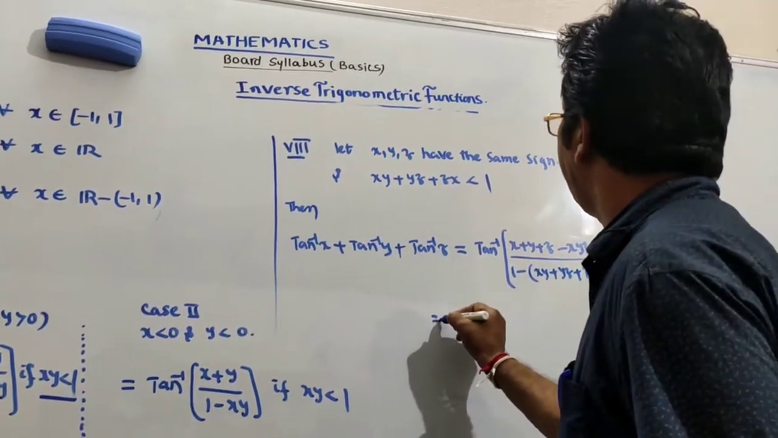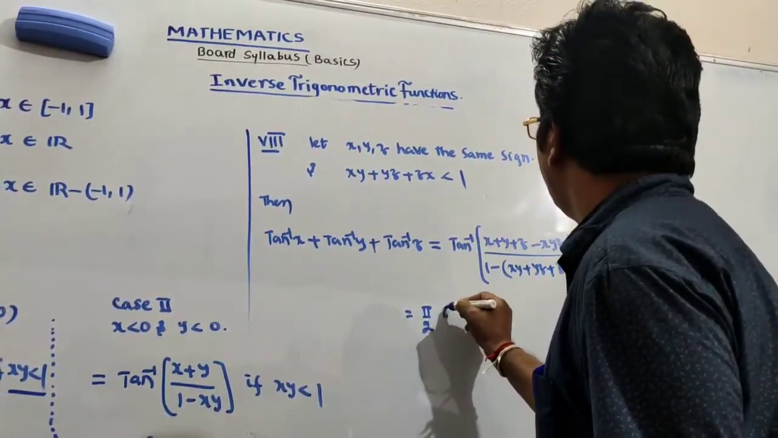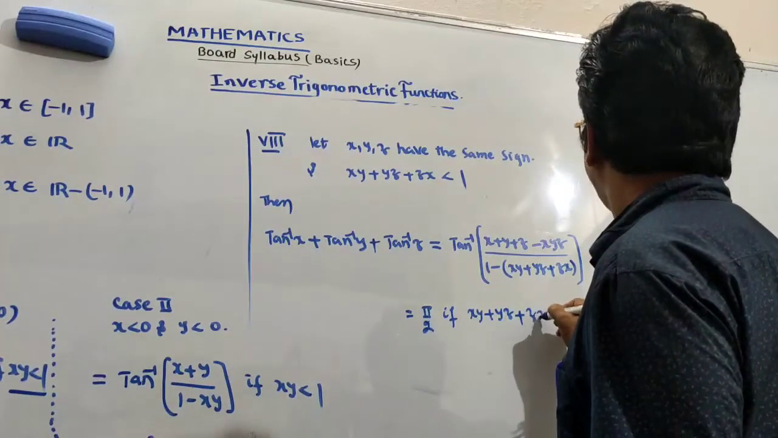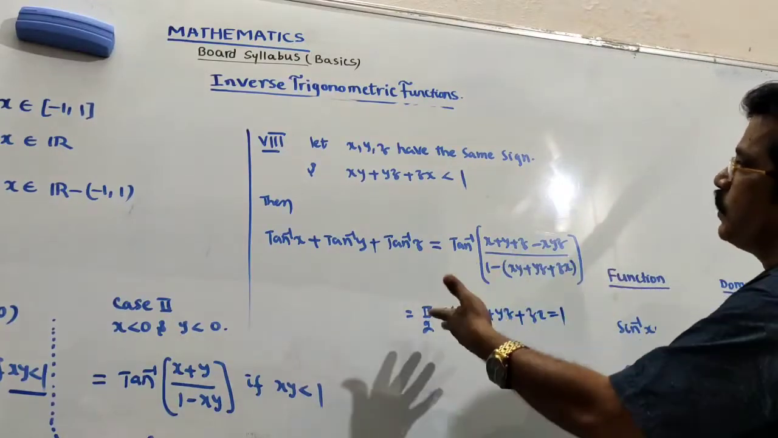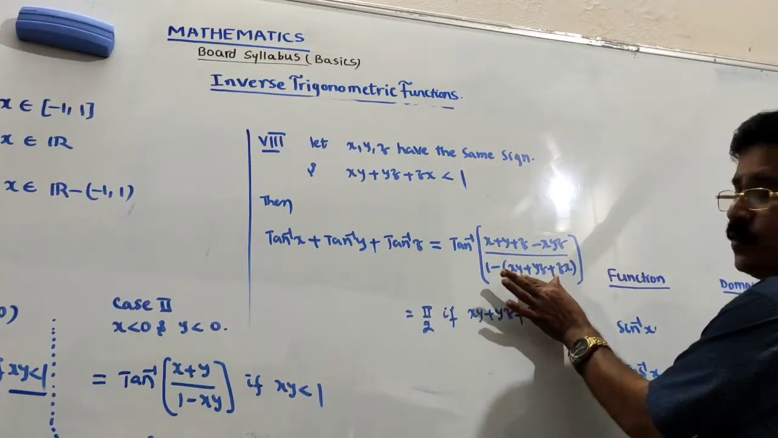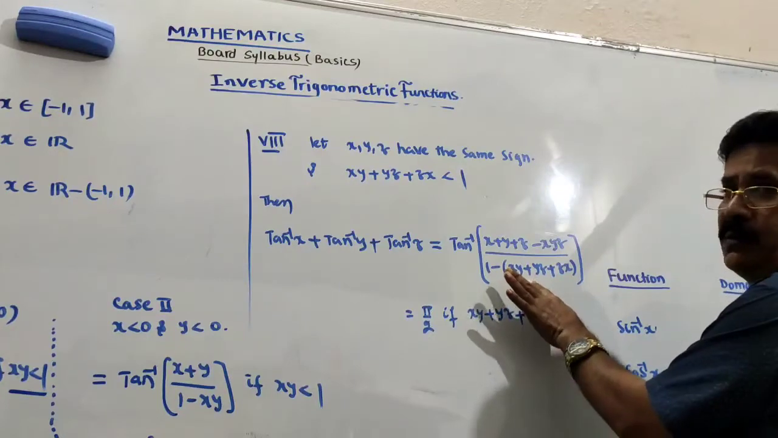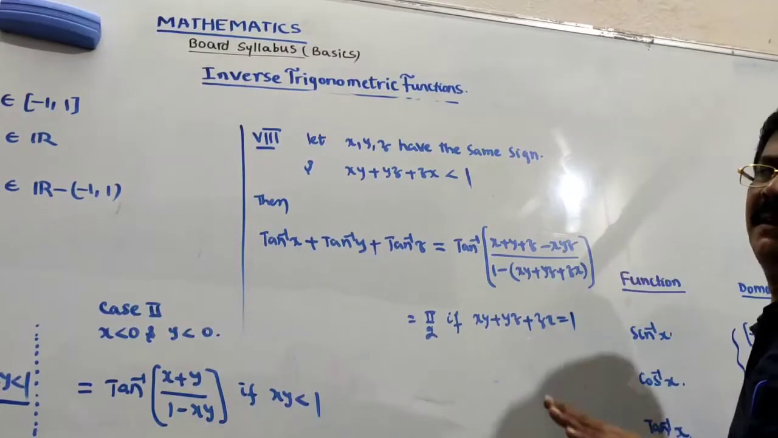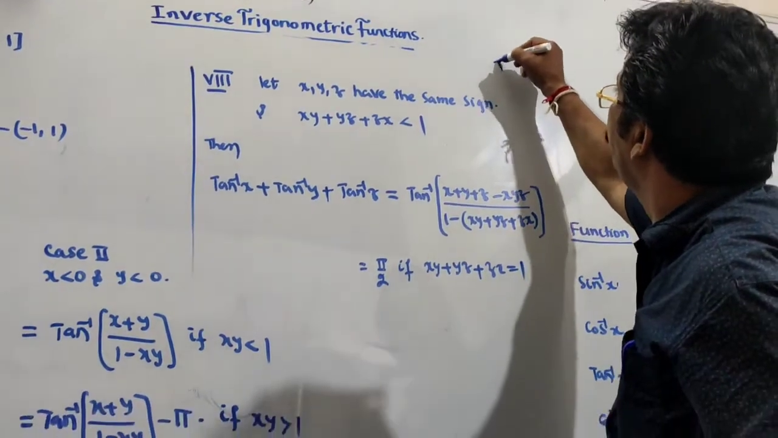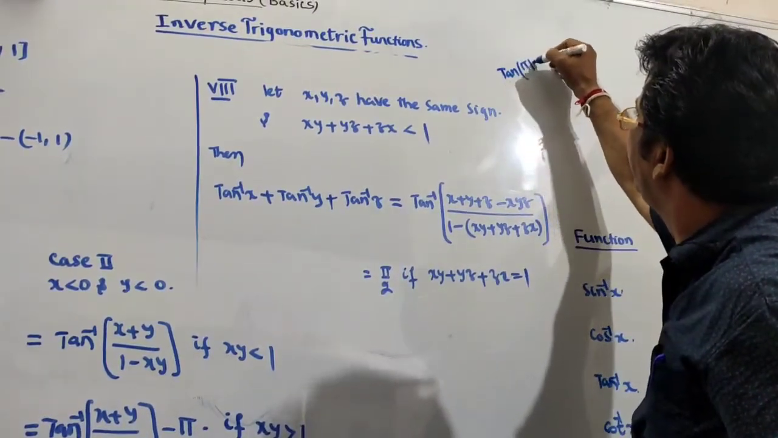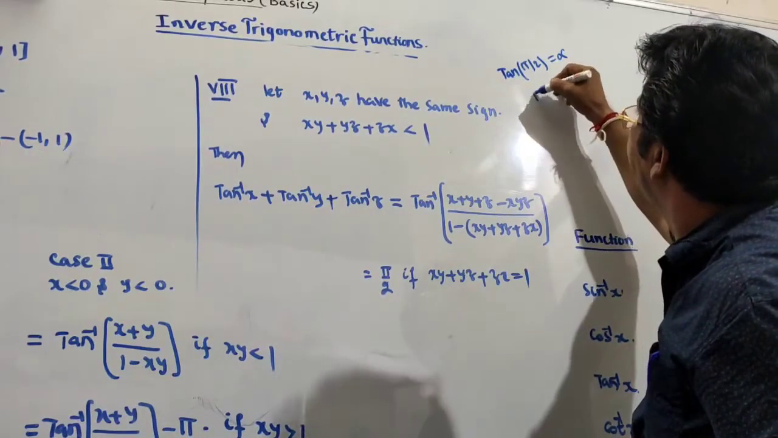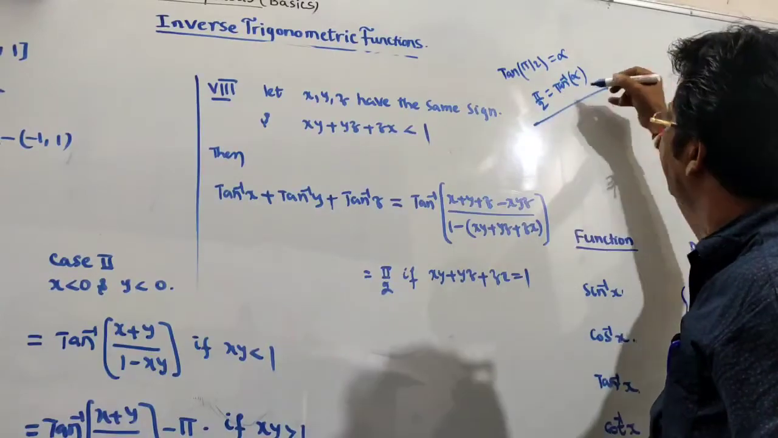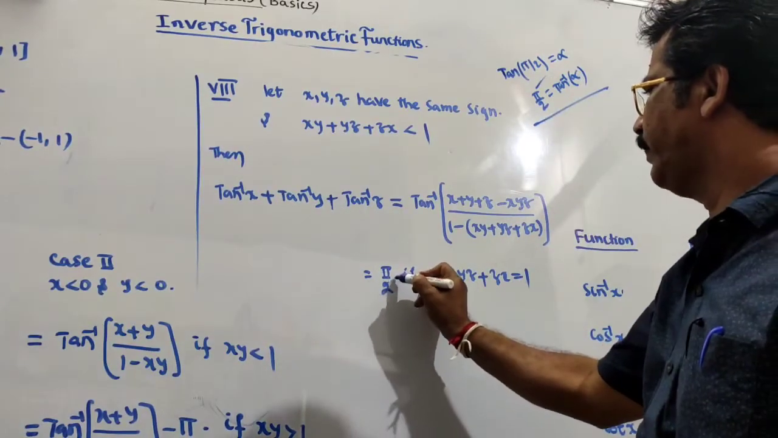So that is equal to pi by 2 if xy plus yz plus zx equal to 1. In the sense of this is equal to 1, then 1 minus 1 equal to 0. Denominator 0 means this is infinity. Tan inverse of infinity is pi by 2. Why? Tan 90 degrees means tan pi by 2 equal to infinity. Then pi by 2 is equal to tan inverse of infinity, we can write like that. According to this, we are writing pi by 2.